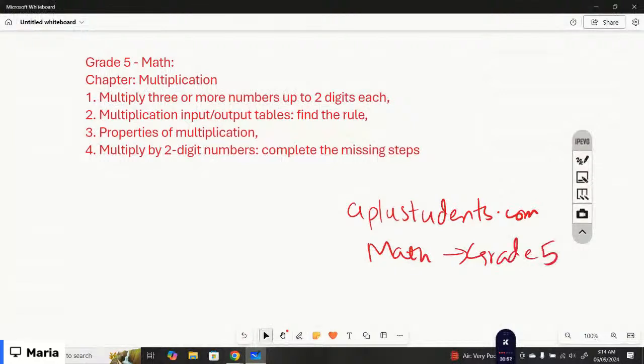There you can find a list of the chapters. We're going to start with the chapter multiplication. The lessons we're going to cover today are multiply 3 or more numbers up to 2 digits each, multiplication input output tables, find the rule, and multiply by two numbers, complete the missing steps. So please make sure you have your notebook and pencil so that you can note down the important examples and definitions as well, right?